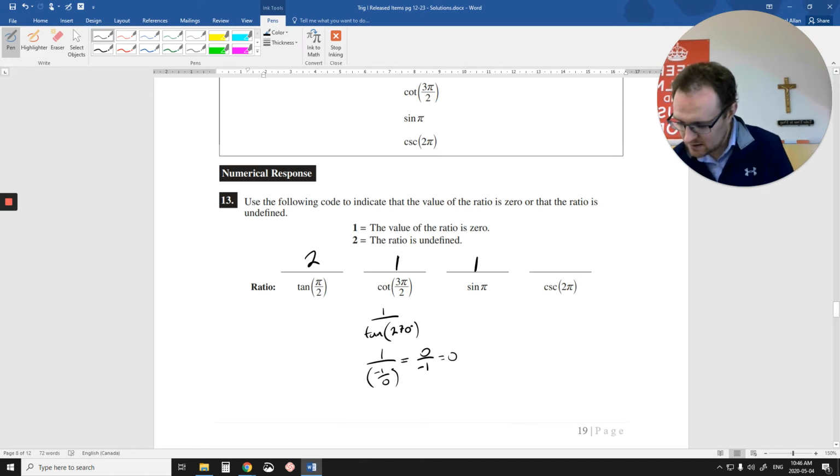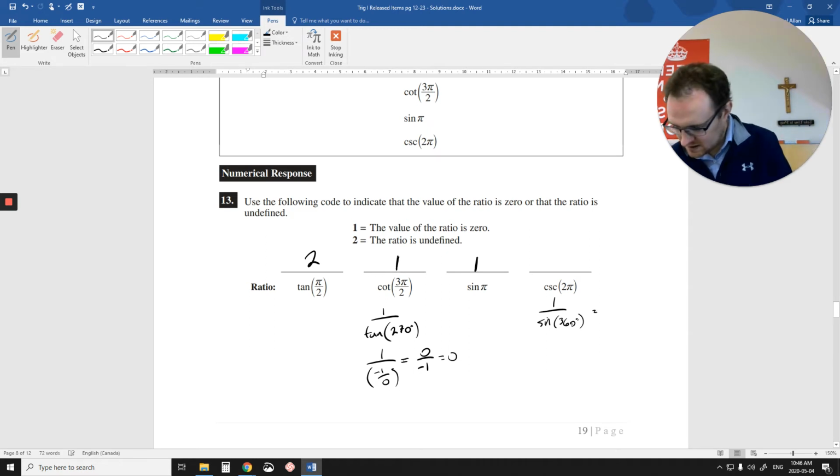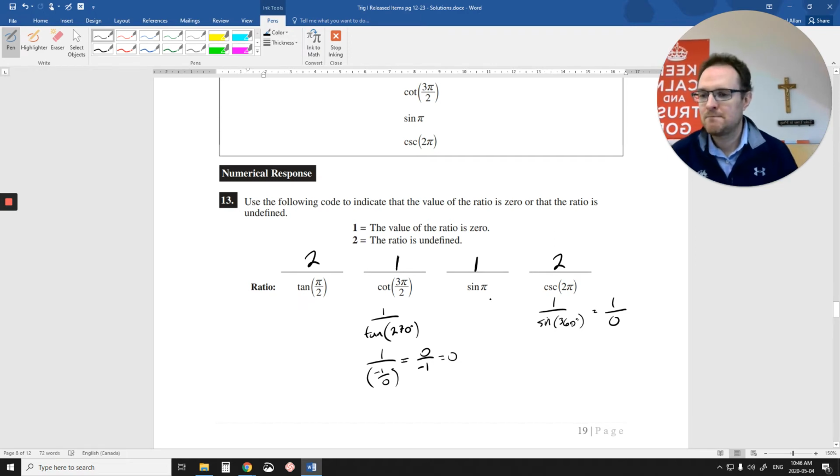sine. Now this one here, you're going to run into the problem. This is going to be sine 360. Sine 360 is not some weird ratio, it's just 0. So I'm going to run into 1 over 0. So I get an undefined in this one. So I get undefined. Yeah, so this is the trickier one here.